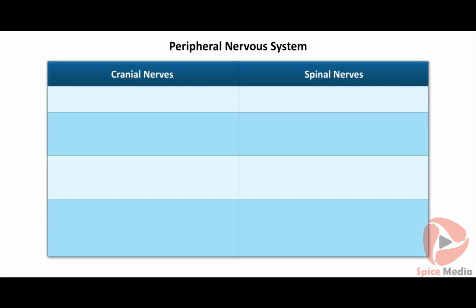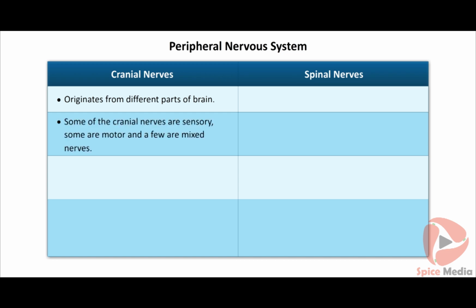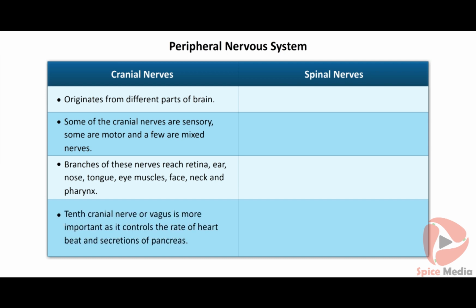The cranial nerves originate from different areas of the brain. Some of them are sensory, some are motor, and a few are mixed nerves. Branches of these nerves reach the retina, ear, nose, tongue, eye muscles, face, neck, and pharynx. Among the 12 pairs of cranial nerves, the 10th cranial nerve, or vagus, is more important as it controls the rate of heartbeat and secretions of pancreas.